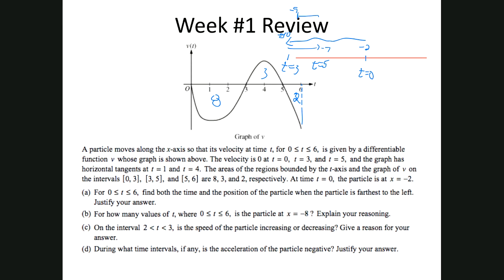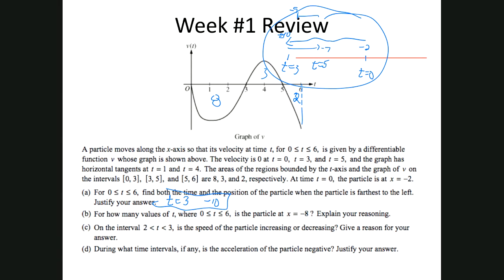So now I can answer the questions. Between 0 and 6, find both the time and the position of the particle when the particle is farthest to the left. Well, at t is equal to 3, that particle's at -10. And this is good enough work. I mean, if you showed that on your paper, they would accept that as work.